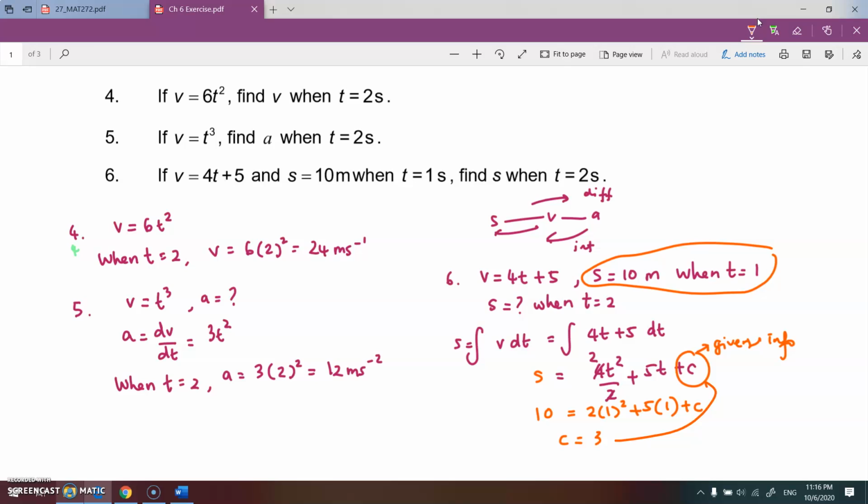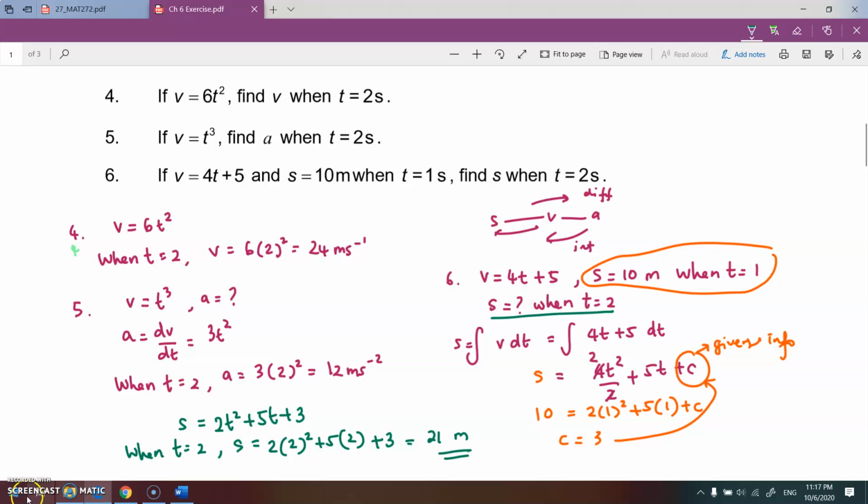Once you get 3, you substitute it back into the equation. I rewrite the answer here: S is 2t squared plus 5t plus 3. Then the next part, find S when t is equal to 2. So when t is equal to 2, S is 2 times 2 squared, plus 5 times 2, plus 3. So 2 times 4 plus 10 plus 3 is equal to 21 meters. So this is your final answer.